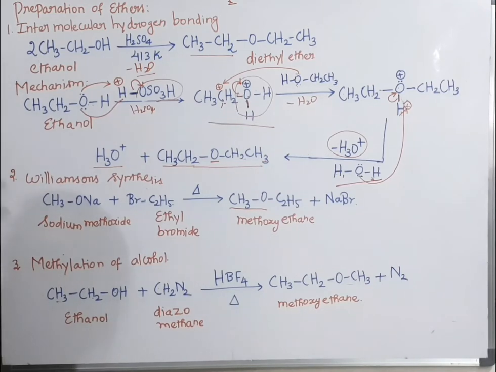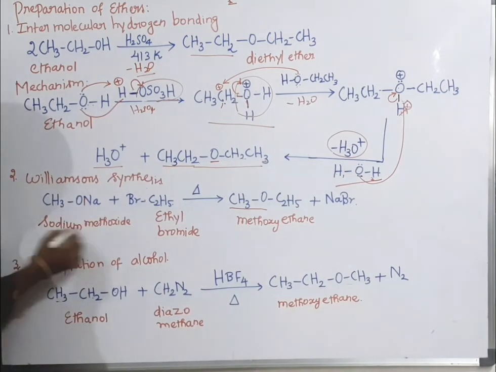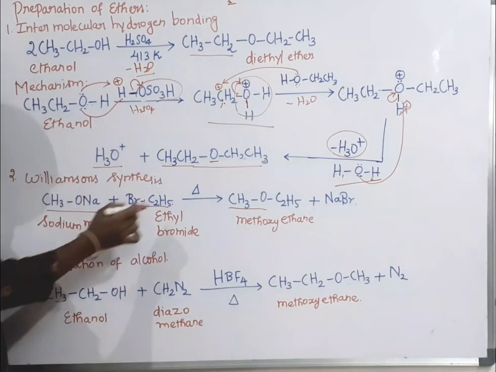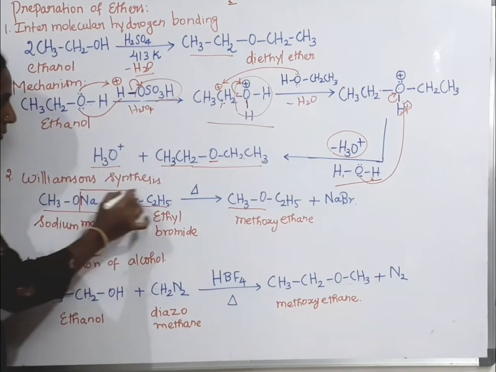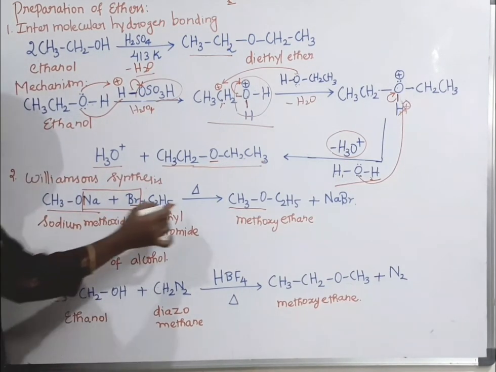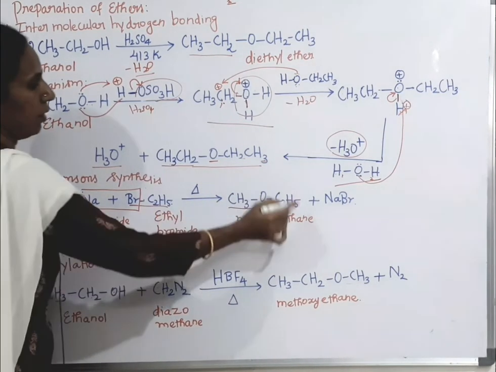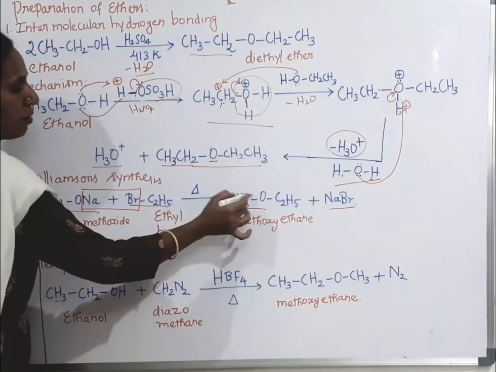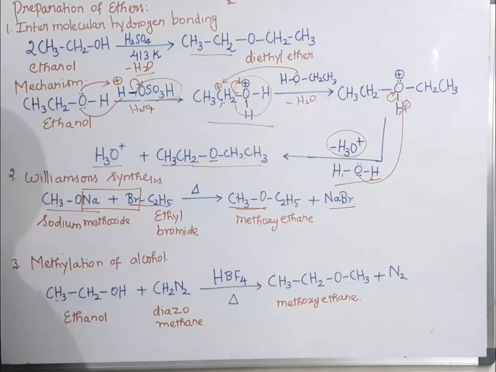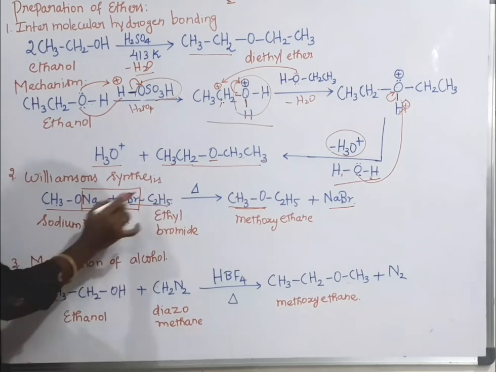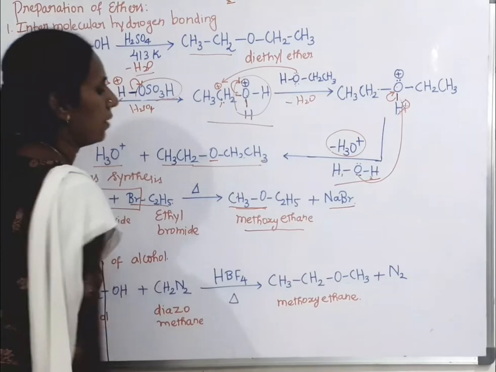Next one, we will see the Williamson synthesis. This is sodium methoxide, which reacts with ethyl bromide, that is an alkyl halide. Here removal of sodium bromide takes place. This reaction, on heating, forms CH3OC2H5 plus sodium bromide. This is methoxyethane. So this is the Williamson synthesis: sodium methoxide reacts with ethyl bromide, which on heating, sodium bromide is removed and ether is obtained.